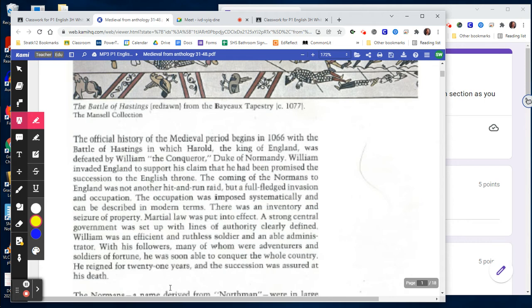There was an inventory and a seizure of property. Martial law was put into effect. A strong central government was set up with lines of authority clearly defined. William was an efficient and ruthless soldier and able administrator. With his followers, many of whom were adventurers and soldiers of fortune, he was soon able to conquer the whole country. He reigned for 21 years, and the succession was assured at his death.